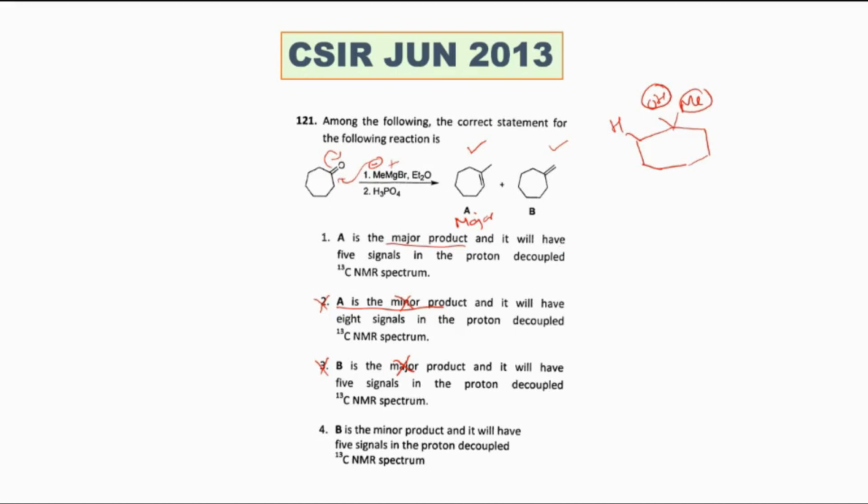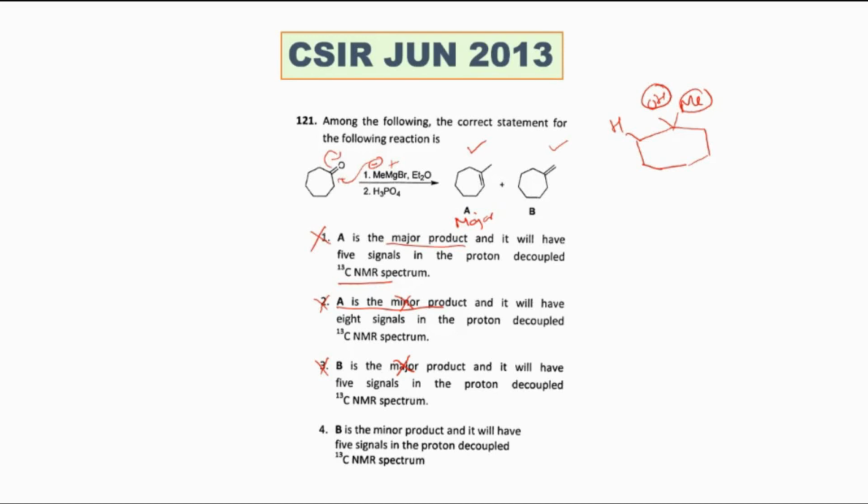And it will have 5 signals in the proton decoupled C13 NMR. So they have said A will have 5. A is having a symmetry such a way that all the carbons are chemically non-equivalent. I cannot cut the molecule by any plane. I cannot cut the molecule because the molecule becomes highly unsymmetric. So I'll be having as many signals as the number of carbons. So I'll be having 8 signals. So this option also becomes wrong.